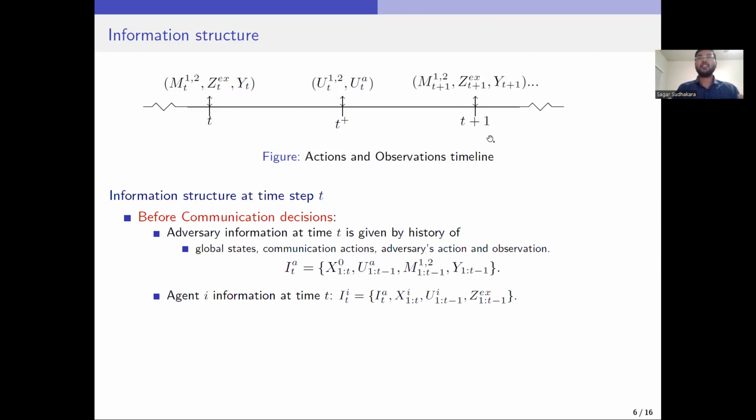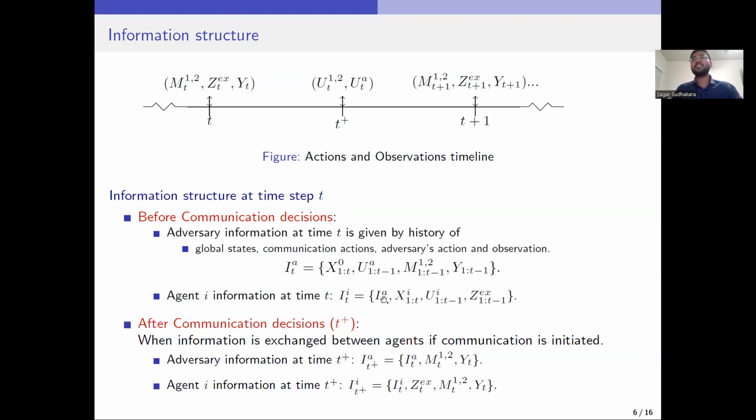So using this particular action observation timeline, we provide the information structure at both time t and t plus. Before communication decisions are made, the information available at the adversary is denoted by IAt. It's nothing but the history of global states, communication actions, the adversary's action, and observation. And the agent i information at time t is nothing but the adversary information, plus the history of the local states of that particular agent i, the history of the control actions of that agent i, and the information exchange between both the agents, included along with the adversary information.